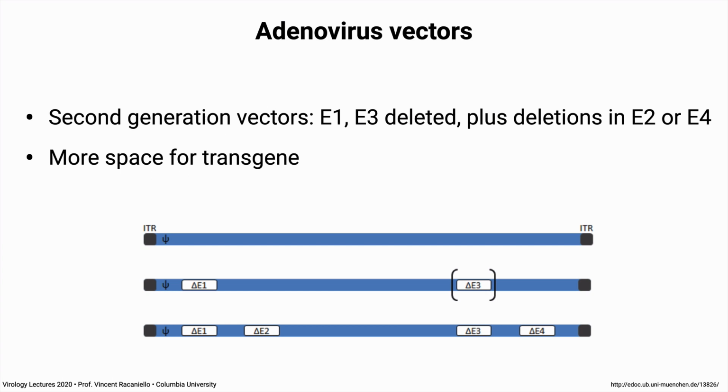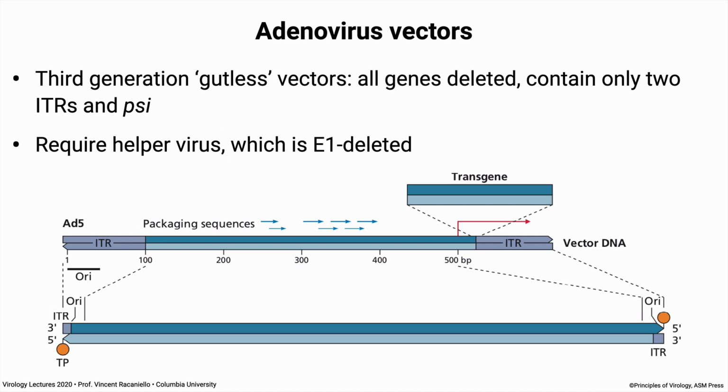So that's first generation. Second, they learned what other genes they could take out. So besides E1 and E3, E2 and E4 to make more space for the transgene. And that brings us to what we call third generation or gutless vectors. All the genes are deleted. Only thing left are the inverted terminal repeats and the psi, the packaging sequences. So here's a diagram of that vector.